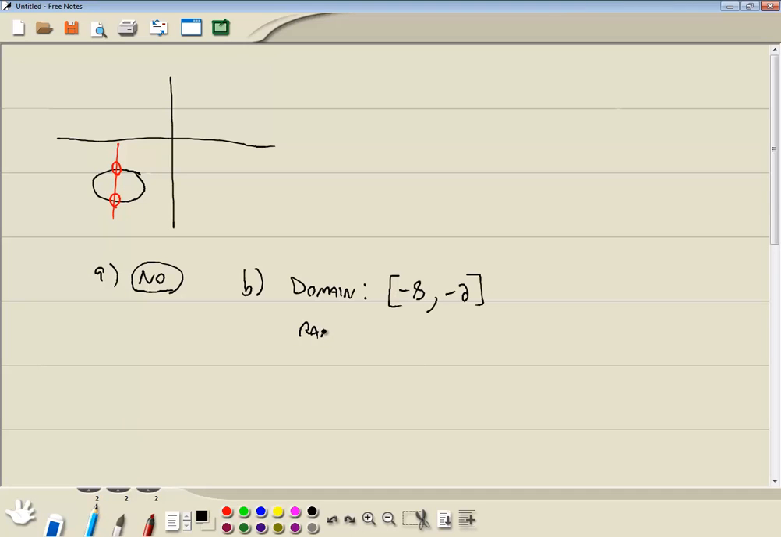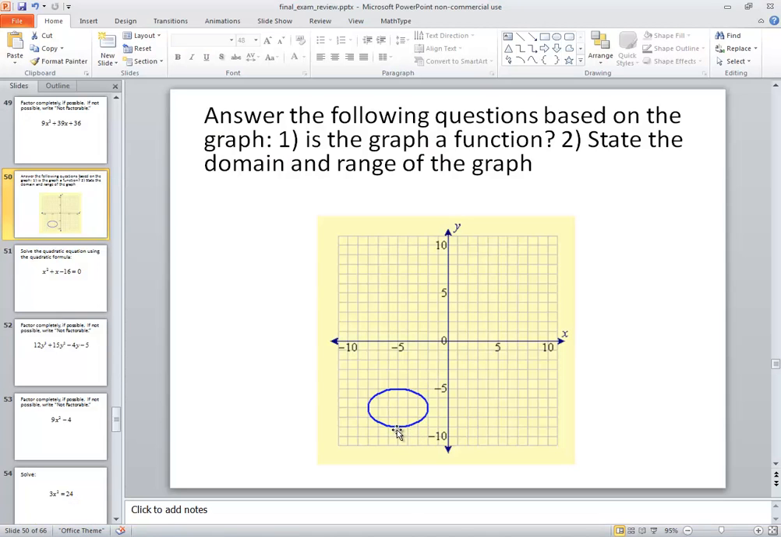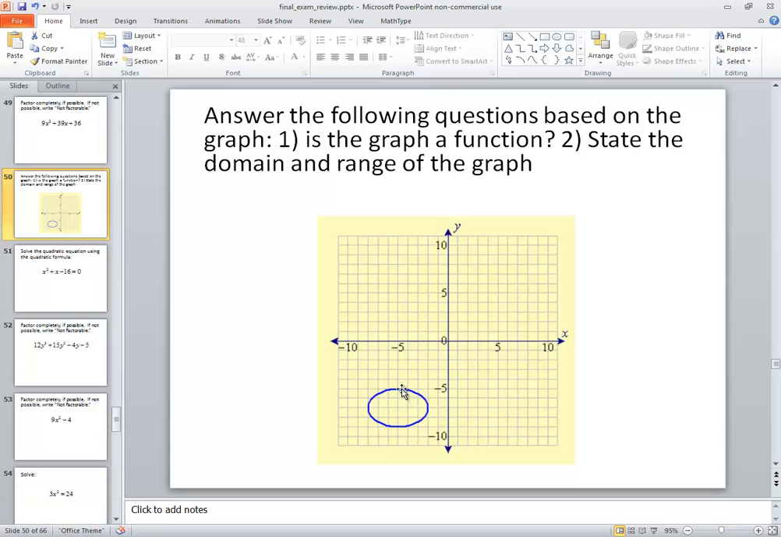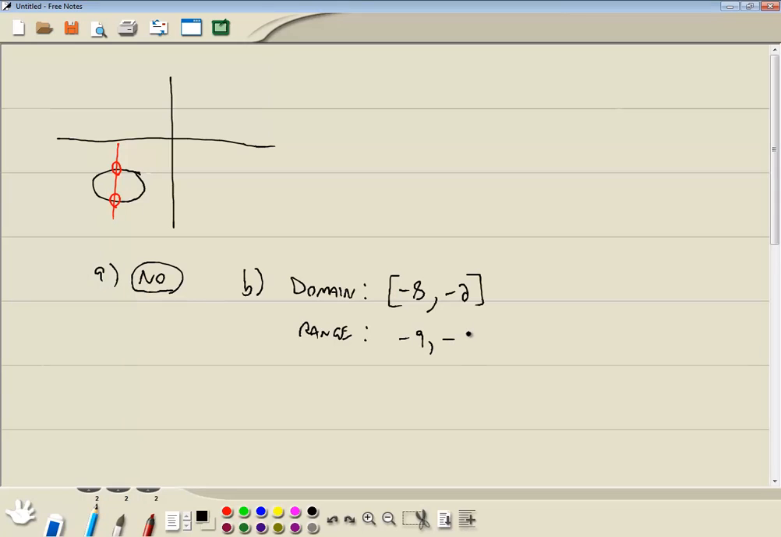Okay, now our range is our y values where the graph exists. So I'll go down to the lowest point of my graph and go straight over to my y-axis, which would be right here. I think that's -9, but -5, -6, -7, -8, -9, comma, and then the highest part of my graph, which is right here. If I go straight over to my y-axis, that's -5. And again, these will be brackets. And that'll be our domain and range.